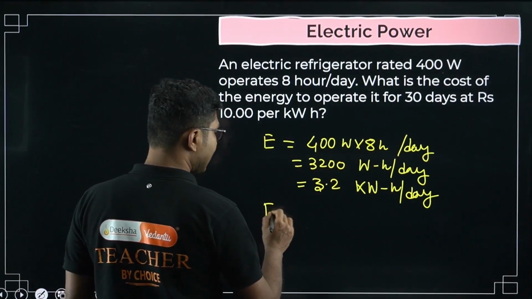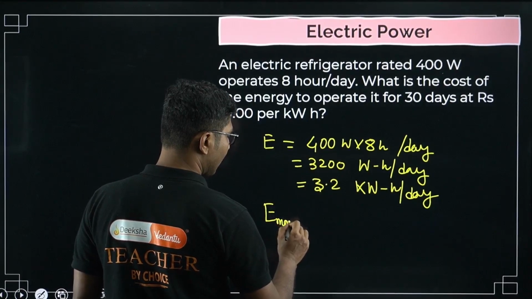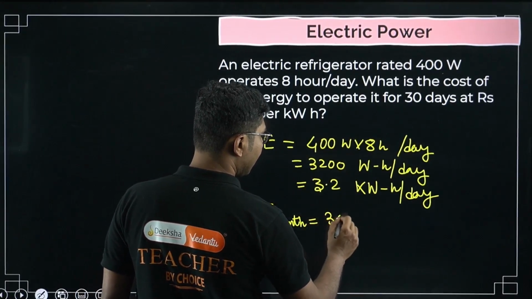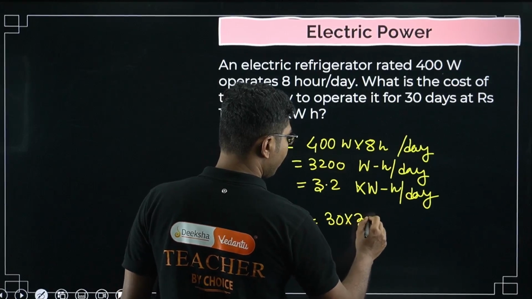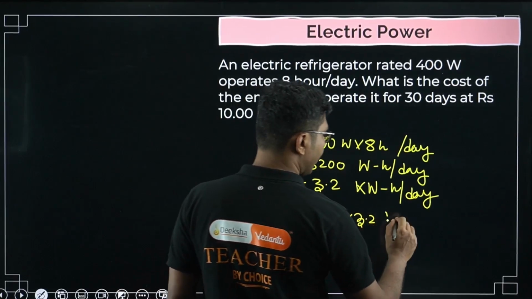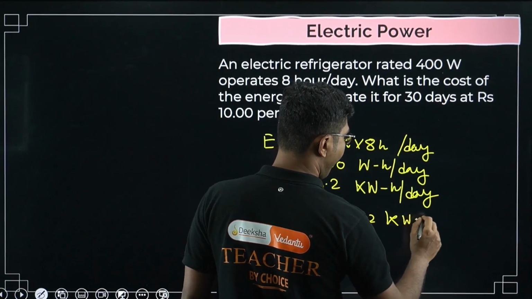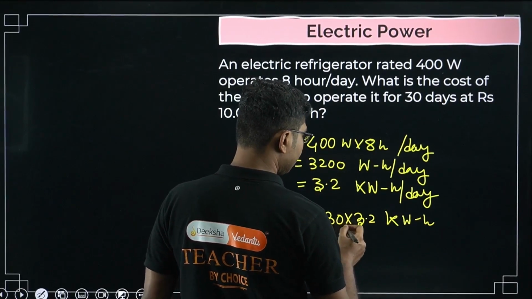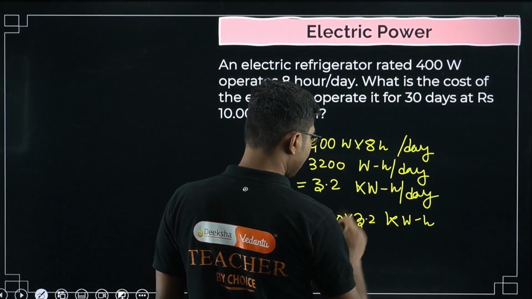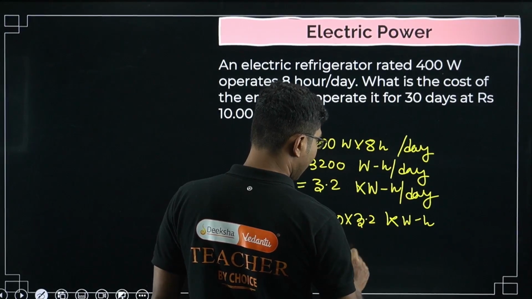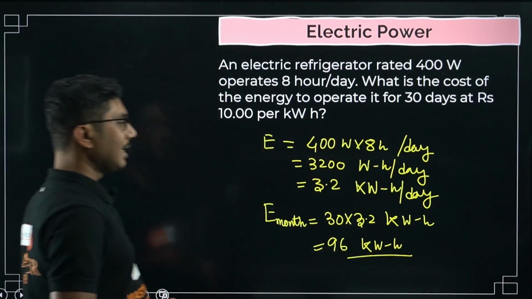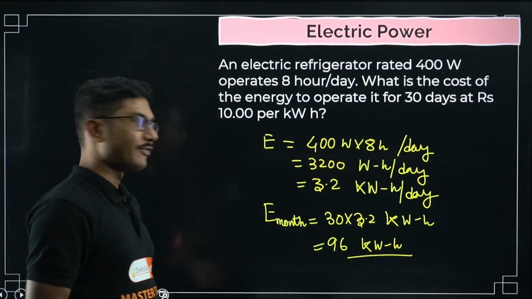So energy consumed in a month will be 30 times 3.2 kilowatt hour. That is the total energy consumed. So it will be 96 kilowatt hour. So this much energy is consumed by that refrigerator per month.